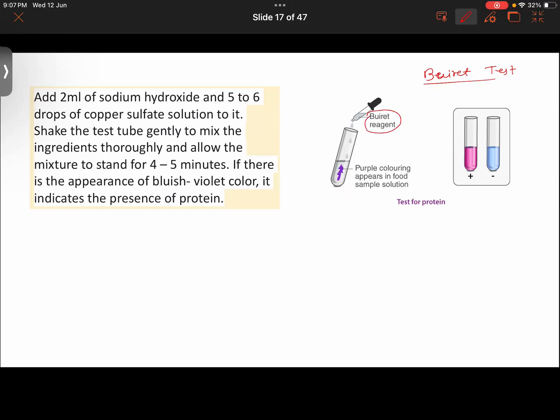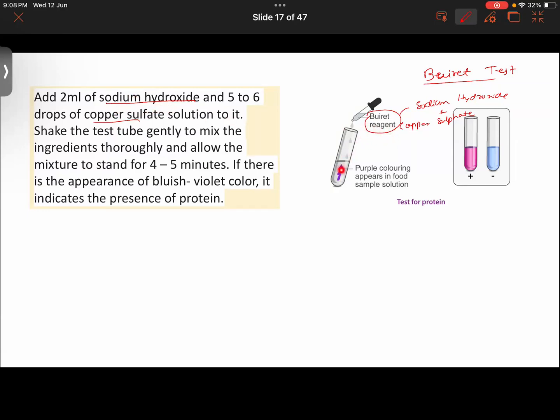Biuret reagent is a chemical substance made up of sodium hydroxide and copper sulfate solution. If you have these two solutions, you can prepare a Biuret reagent. You take 2 milliliters of sodium hydroxide and add 5 to 6 drops of copper sulfate into it. Thereby, the Biuret reagent is ready.